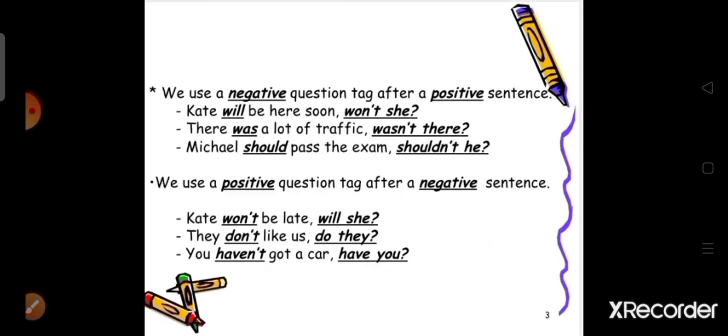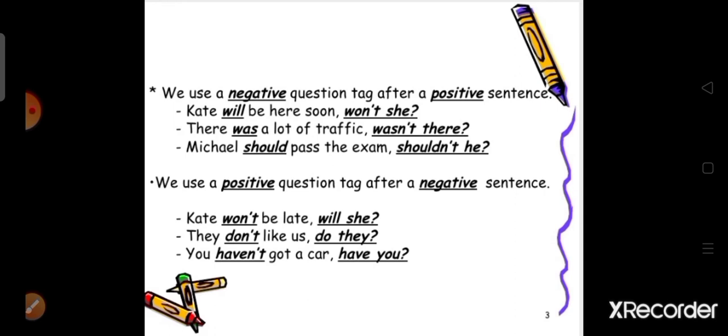Okay. Let's see some more examples. We use a negative question tag after a positive sentence. Here are some examples. Kate will be here soon, won't she? Here will is the auxiliary verb. The negative formation is won't. Kate is female gender, so we should use she. Kate will be here soon, won't she?